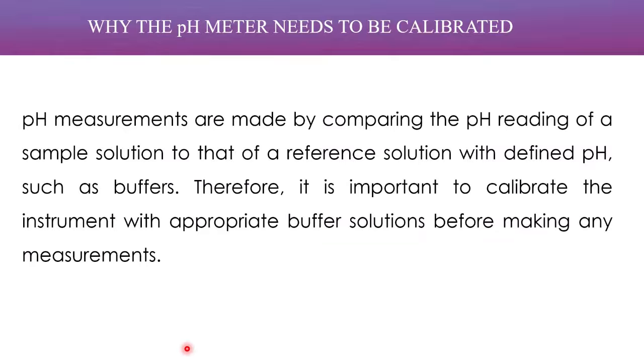Why does the pH meter need to be calibrated? pH measurements are made by comparing the pH reading of a sample solution to that of a reference solution with defined pH, such as buffers. Therefore, it is important to calibrate the instrument with appropriate buffer solutions before making any measurements.